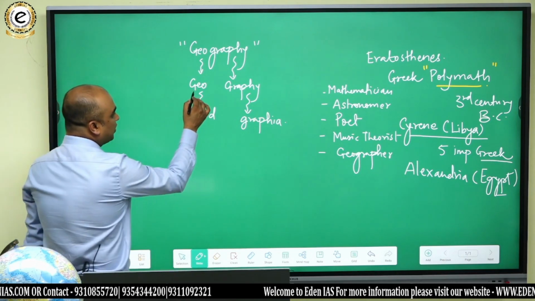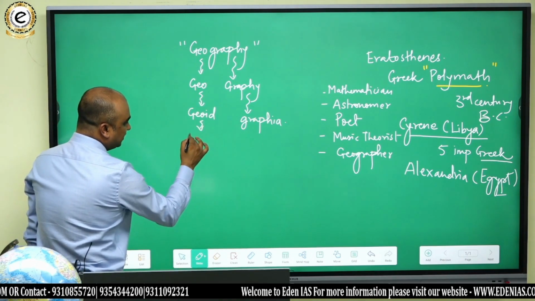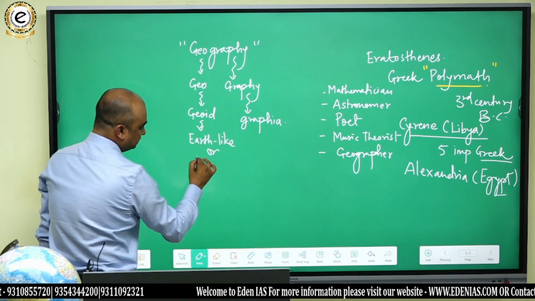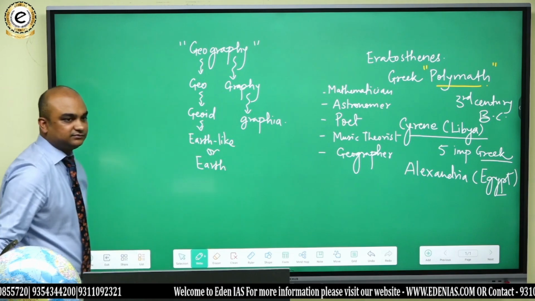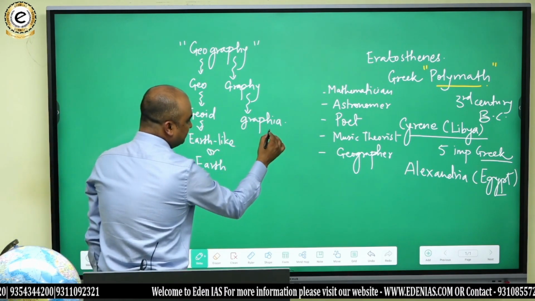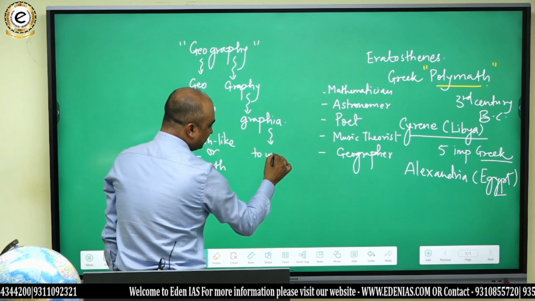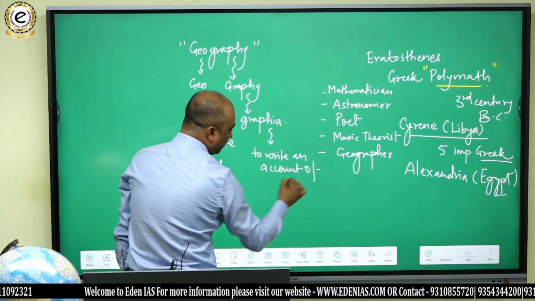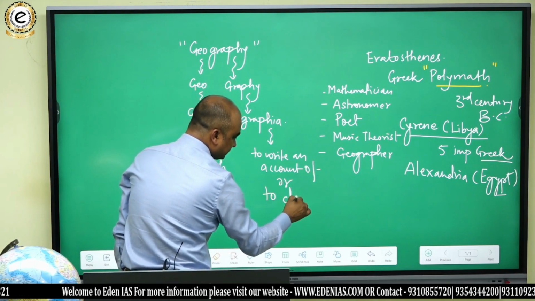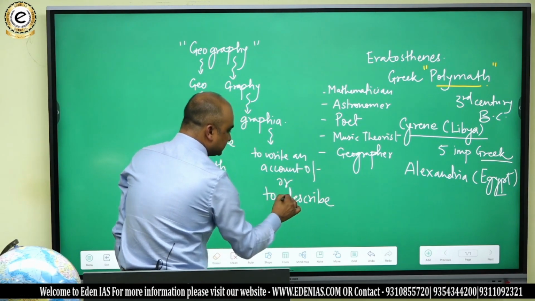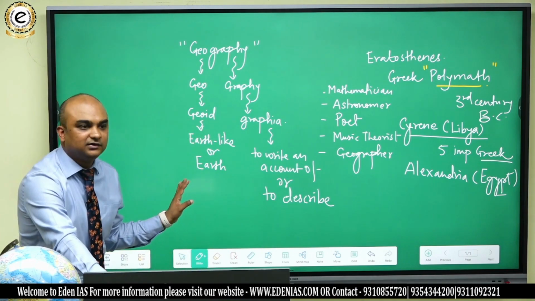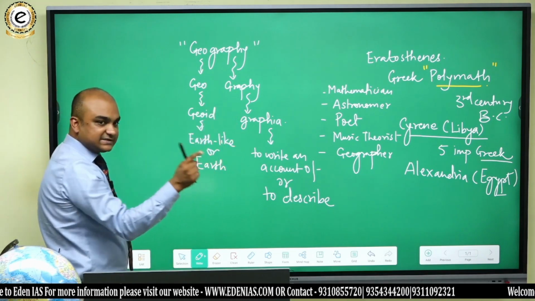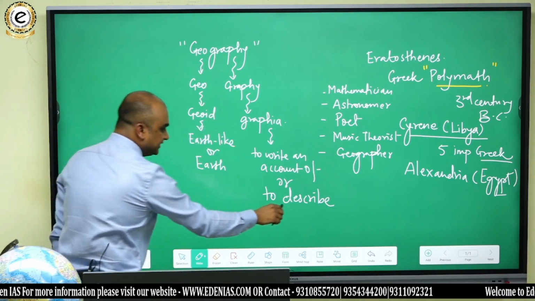What is the meaning of the word geo or geoid? It means earth-like or earth. You can say whatever. And graphia means to write an account of, or to describe. अब देखो, जैसे ही हमको इन 2 words का meaning मिल गया, we can define geography. ध्यान से सुनो. Geography is a science that attempts to describe the earth.